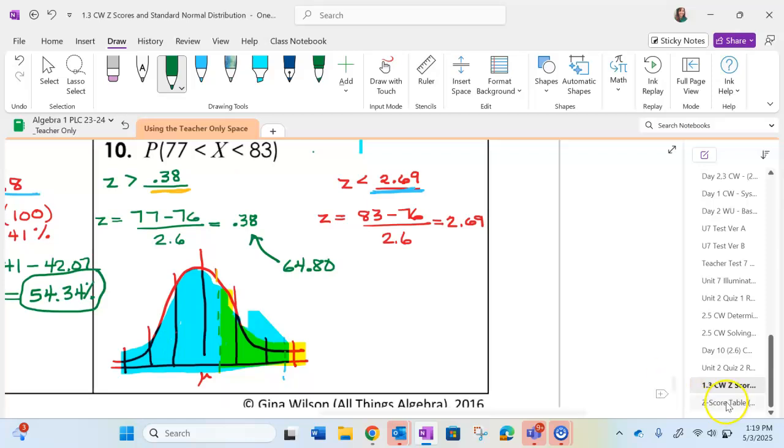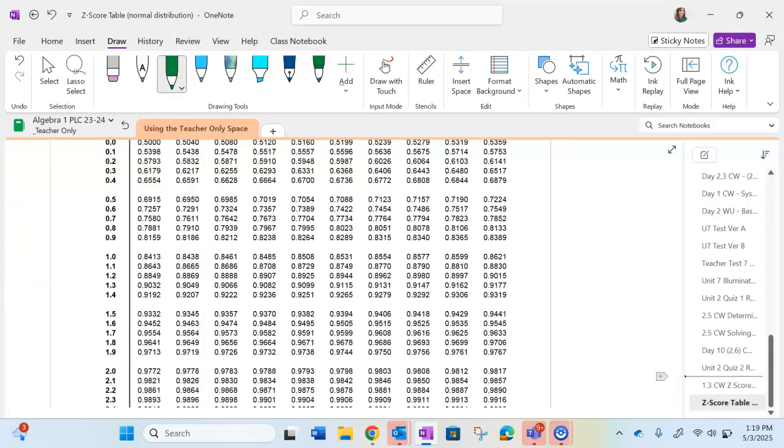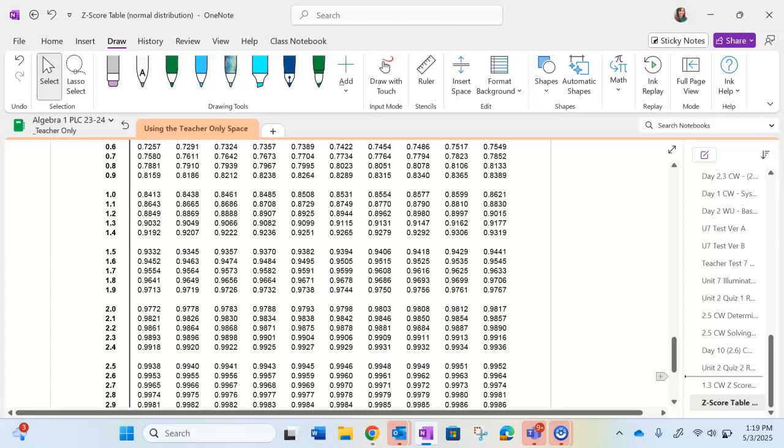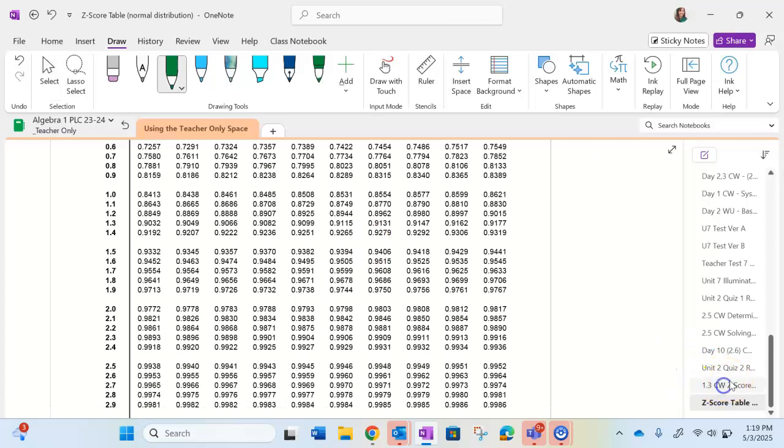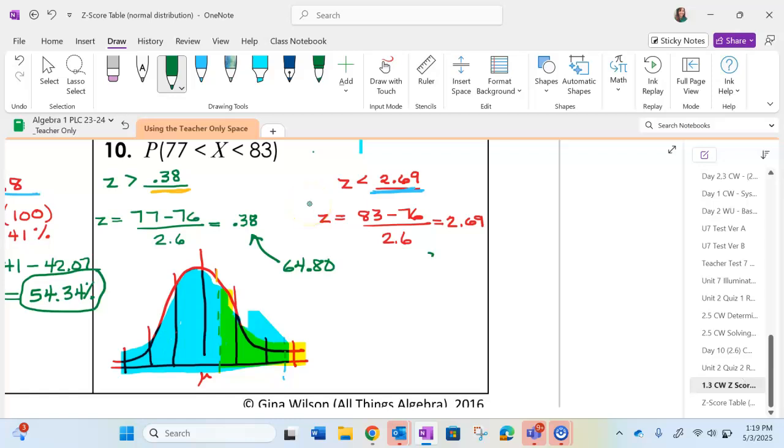And let's look up the other one real quick. 2.69. So 2.6, 9. 0.9964. I'm trying to do this one a little quicker. 0.9964 is this one. All right, so it's the big P's minus the small p's. And put that in your calculator. 99.64 minus 64.80 gives you 34.84. So my answer is 34.84%.